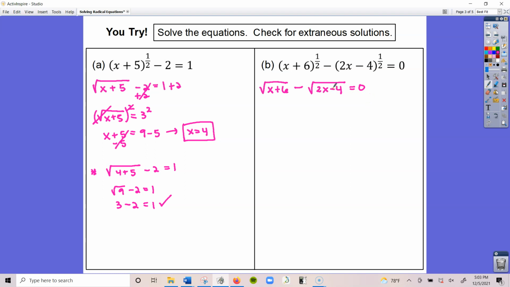Now in this case, our first step is always to isolate the radical, but I have 2. If that's ever the case, you want to get one radical on one side and the other radical on the other side, so that when you square, the radicals will cancel. So I'm going to add the square root of 2x minus 4 over to the other side.